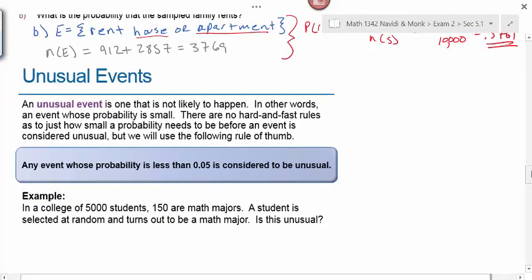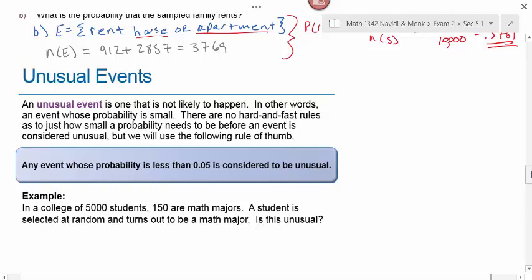An unusual event is one that is not likely to happen. In other words, an event whose probability is very, very small. There are no hard and fast rules as to just how small a probability needs to be before an event is considered unusual, but we do use the following rule of thumb. An event whose probability is less than 0.05 is considered to be unusual.